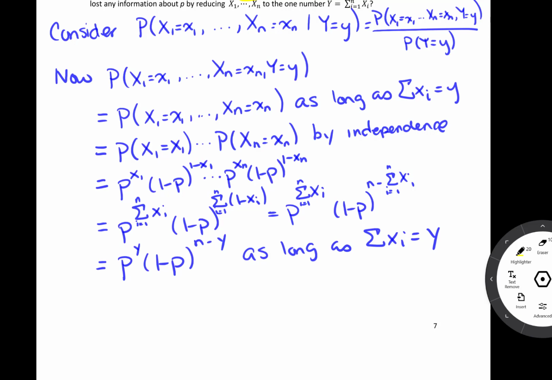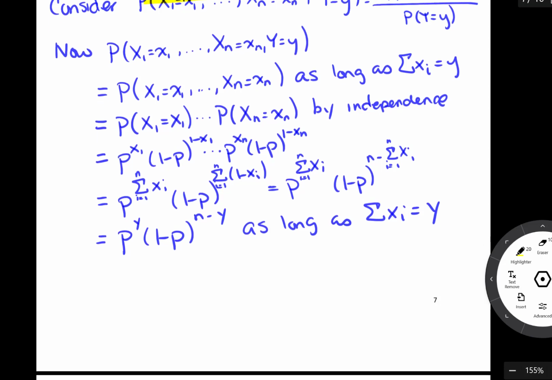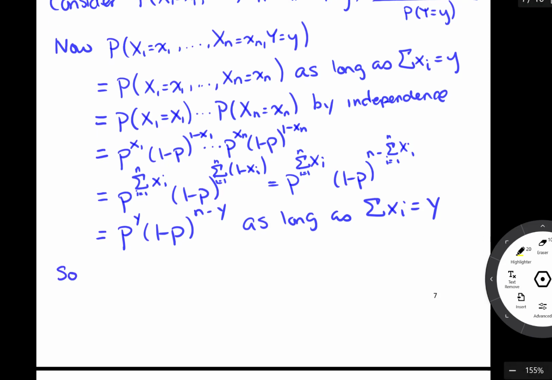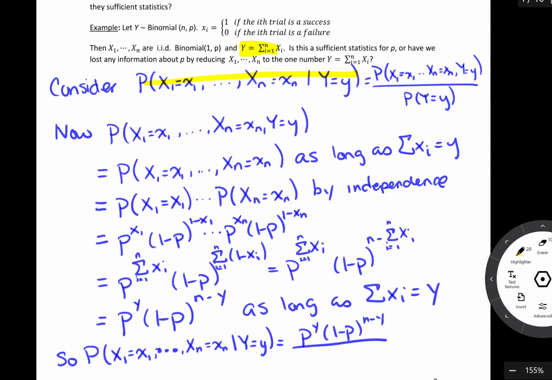So let's go back to that original probability that we were interested in, in other words, this one right here. We just found the numerator, so now let's write out what that probability is. So we have the probability that X1 equals little x1, dot, dot, dot, Xn equals little xn, given capital Y equals lowercase y, is equal to p to the y, 1 minus p to the n minus y. And then notice in the denominator we have the probability that capital Y is equal to little y.